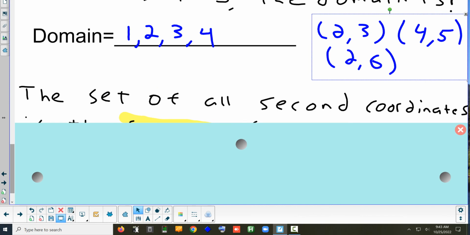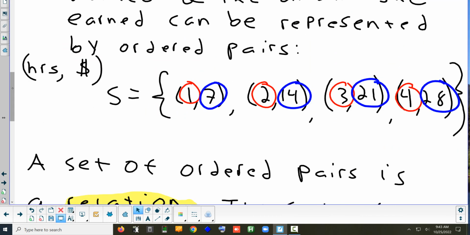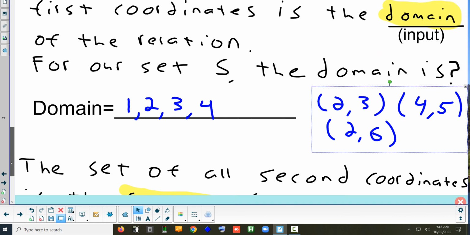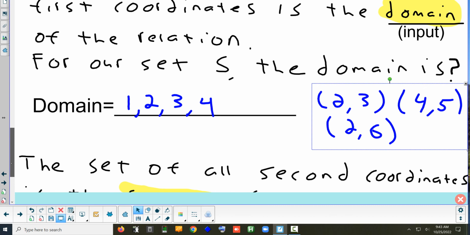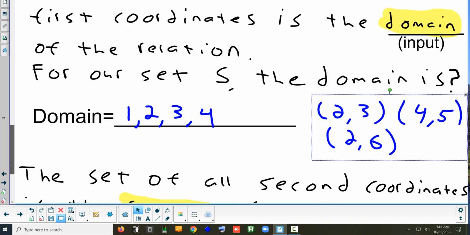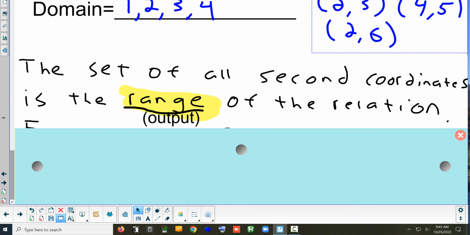Now, the second coordinates, all the ones that I circled in blue, 7, 14, 21, and 28. Does anybody know what those are called? Yep. Those are called the range. Another word for range is output.